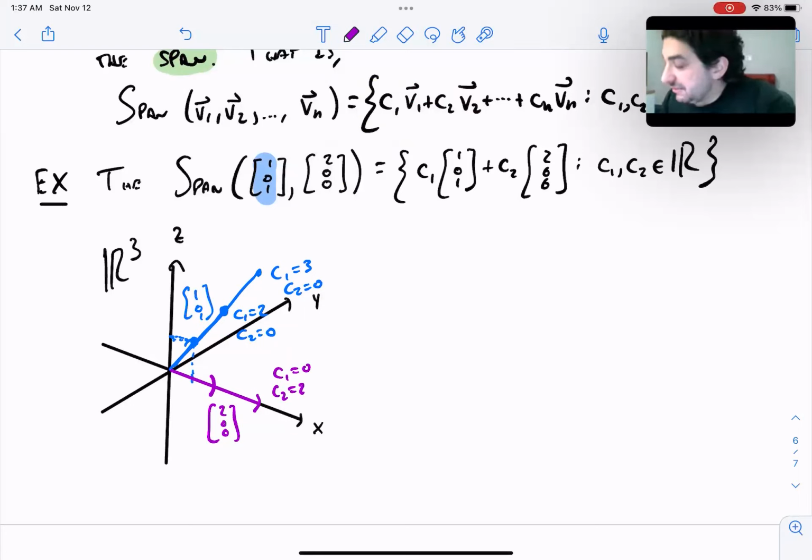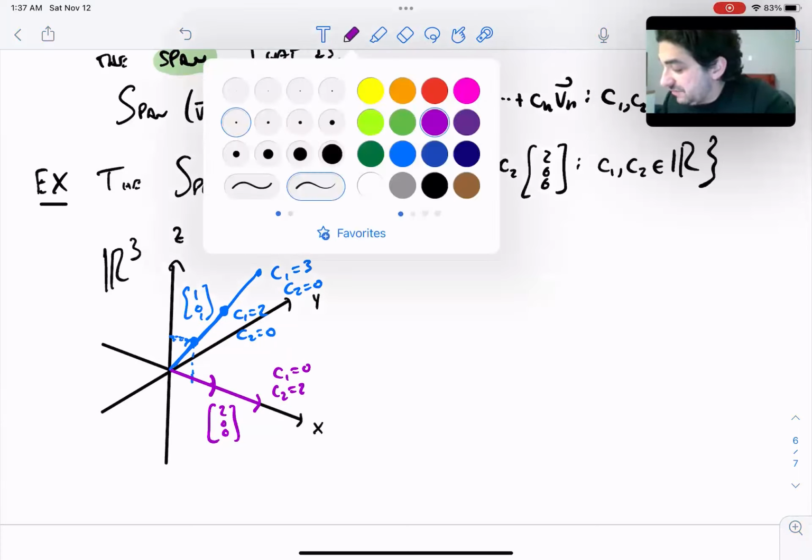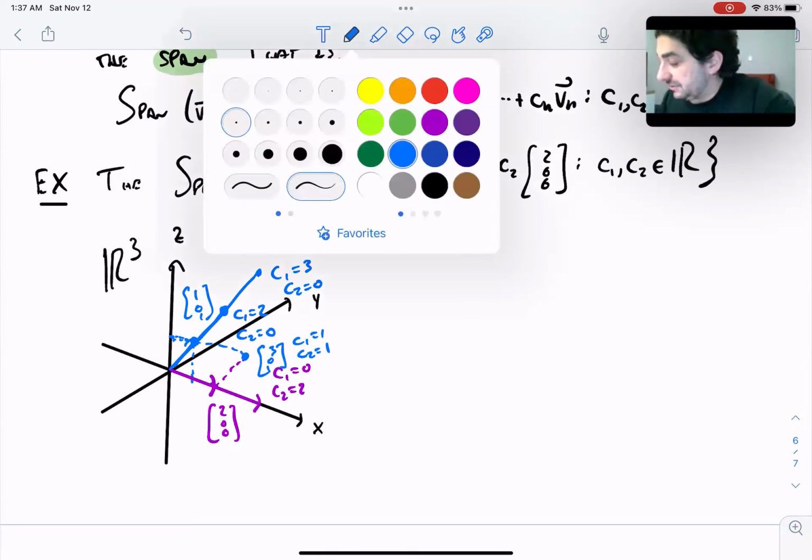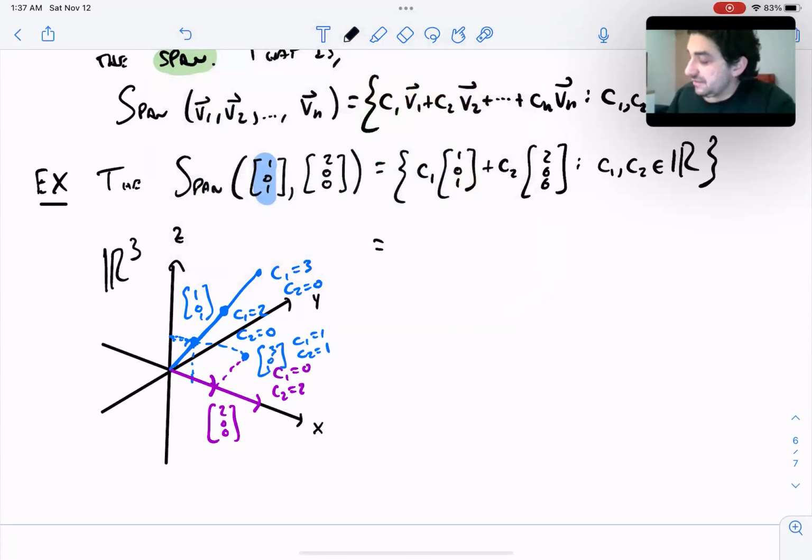But then I can also mix and match these. So say I did one of each, 1 c1 and 1 c2, and I end up at that point. So this will be at the point (3, 0, 1). That's what I get if I take one of each. And so with playing around a little bit, you can see what kind of points you get. Well, what does this give you? This gives you the whole xz plane.